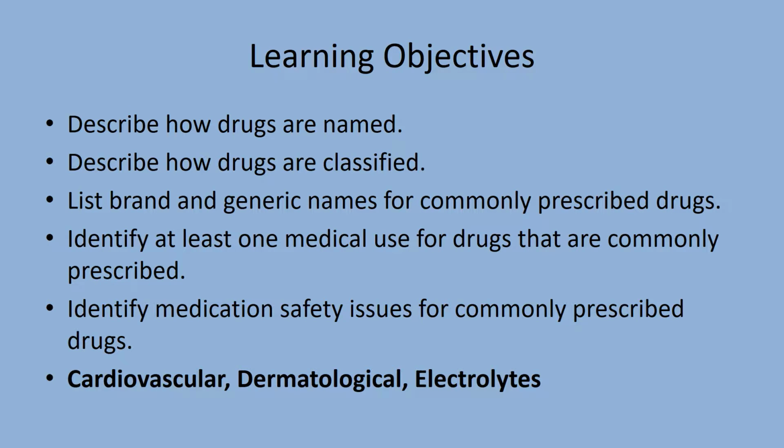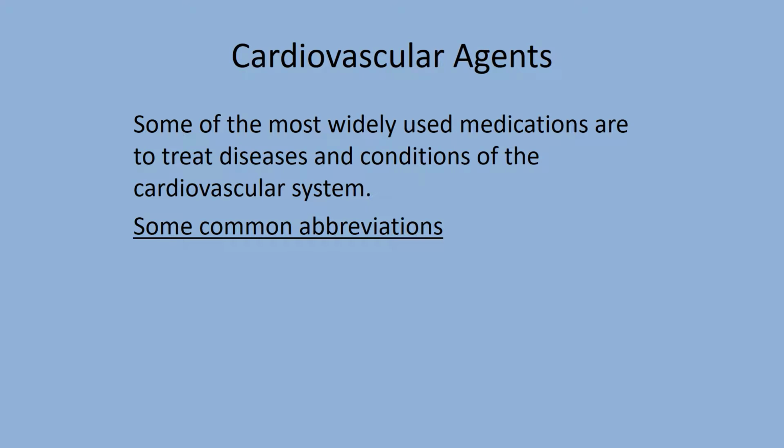Okay, for this lesson, we're going to cover cardiovascular agents, dermatological agents, and electrolytes. So we're just going alphabetically through the drug classes. Cardiovascular agents. So, increasing in age, we're all going to probably be prescribed 1 or 2 of these cardiovascular agents.